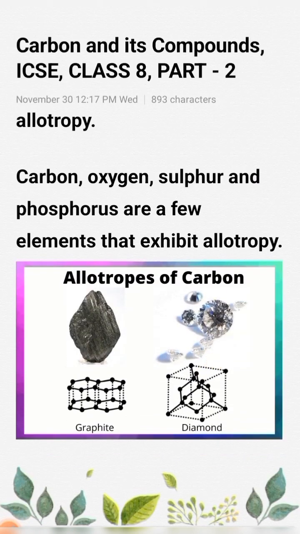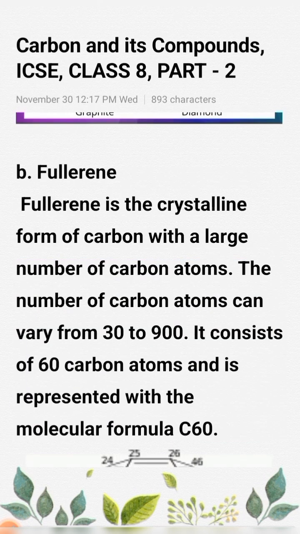Show the allotropy of carbon: graphite and diamond. Next, define the term fullerene. Fullerene is the crystalline form of carbon with a large number of carbon atoms. The number of carbon atoms can vary from 30 to 900. It consists of 60 carbon atoms and is represented with the molecular formula C60.